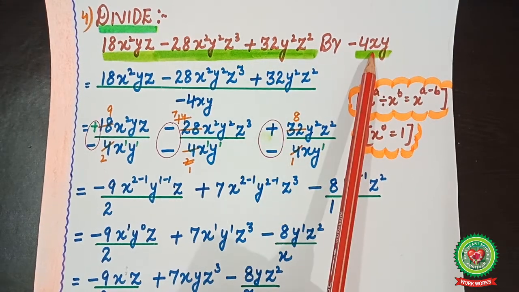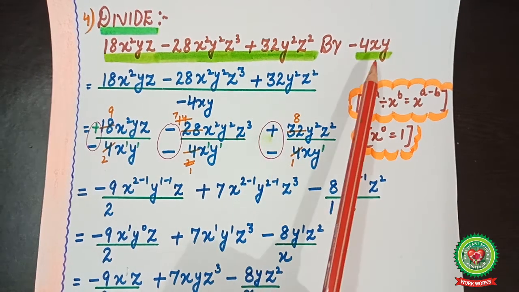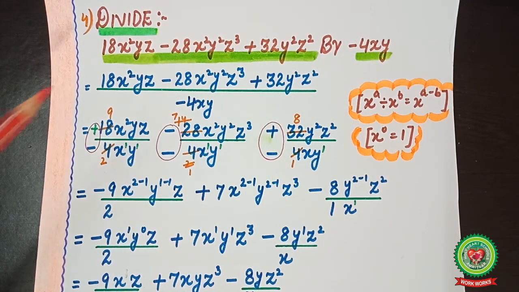And here one term, that means monomial. So we are dividing this trinomial by a monomial, right? So we have just changed the variables here. Earlier we were taking a single variable like a or x or b. Here I have taken 3 variables altogether, right?